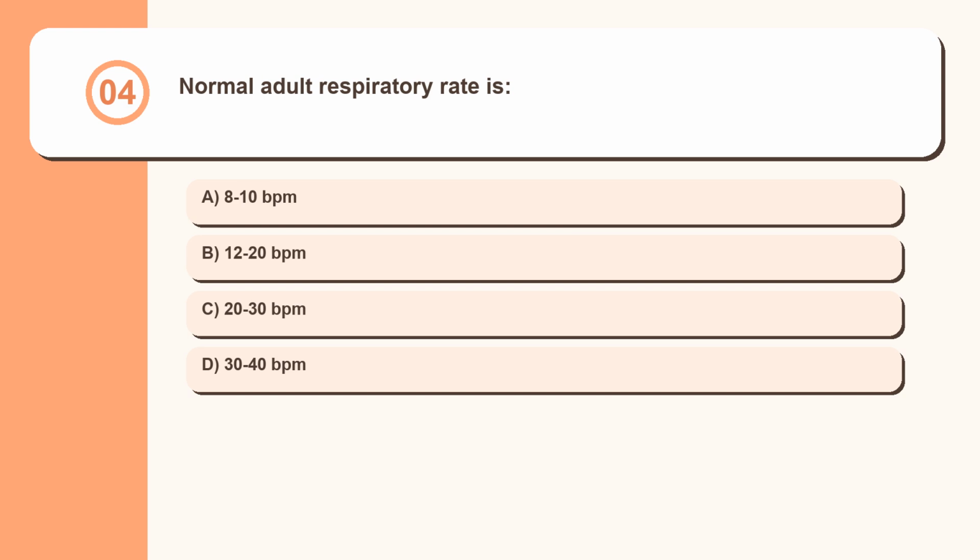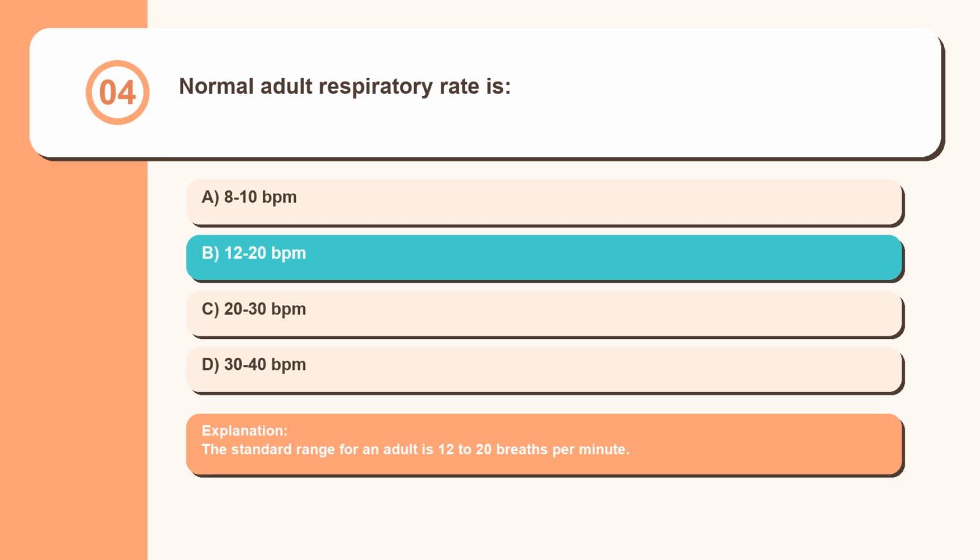Question 4. Normal adult respiratory rate is: 8 to 10 bpm, 12 to 20 bpm, 20 to 30 bpm, 30 to 40 bpm. The standard range for an adult is 12 to 20 breaths per minute.